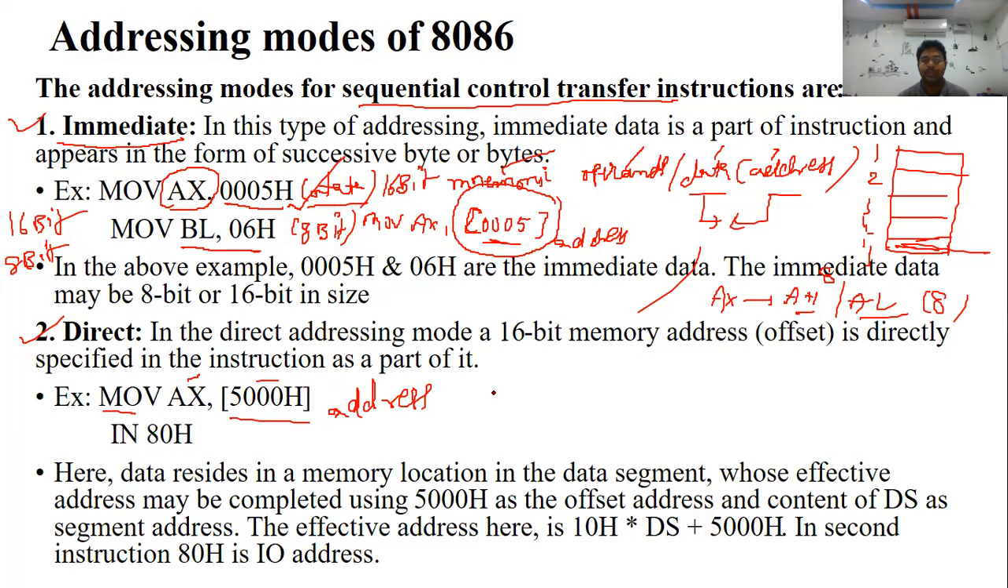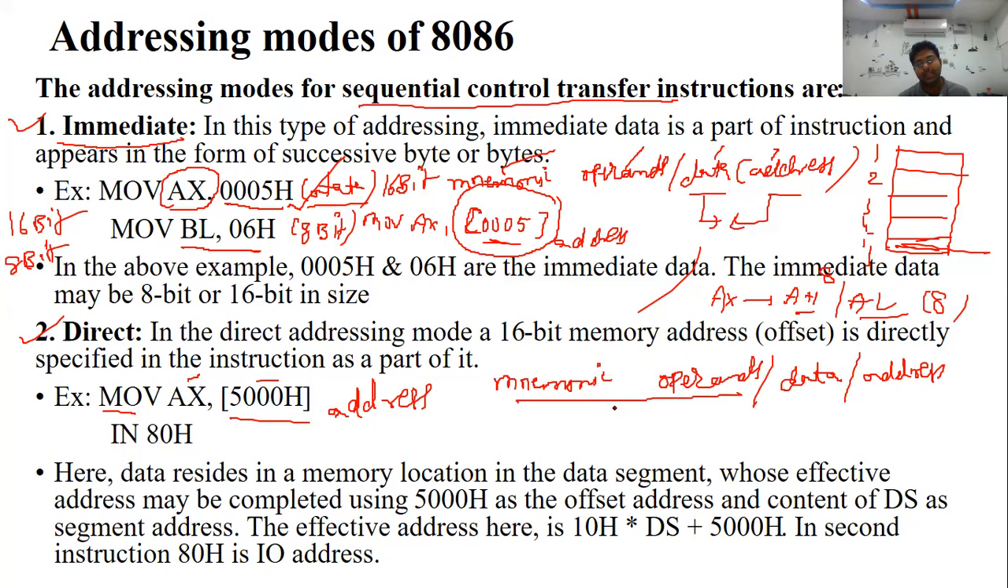See this: mnemonic, then operands, and that may be data or that may be an address. This is the instruction format. There may be only operands, like MOV AX, BX. Or MOV AX, some data, or MOV AX, some address. These are the examples for this one.